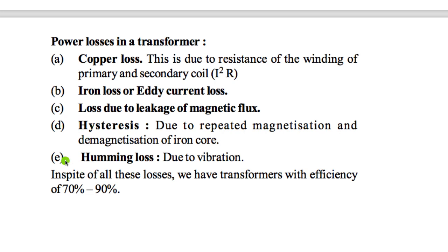Next, the power loss is due to the humming loss. This is due to the vibration of the core that leads to the power losses in the transformer. By taking proper care, we are going to reduce these losses. We have transformers with efficiency up to 70 to 90%. It is not 100%. Only for an ideal transformer is the efficiency equal to 100%. This is about the transformers.